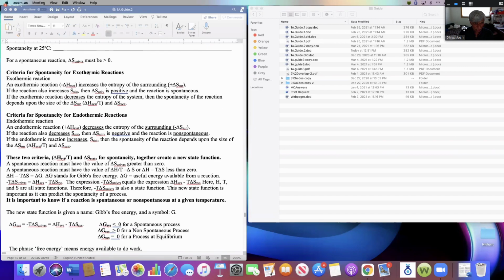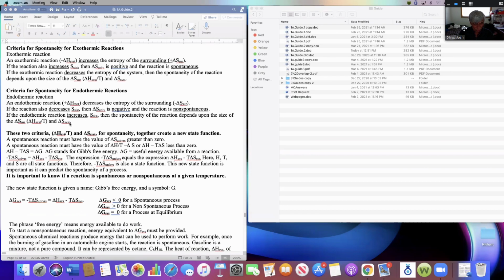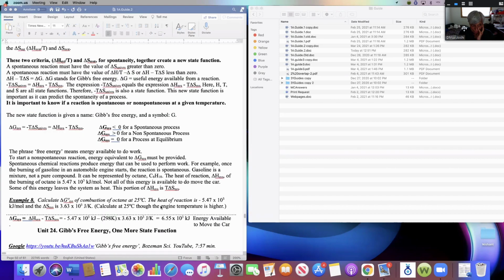Criteria for spontaneity for an exothermic reaction. We were talking about that. And these two criteria, delta S system divided by T and delta S system, together create a new state function. That's what we talked about. We're putting it together, we get delta G. So delta G equals negative T delta S universe. That equals delta H system minus T delta S system. And so this is what we talked about.